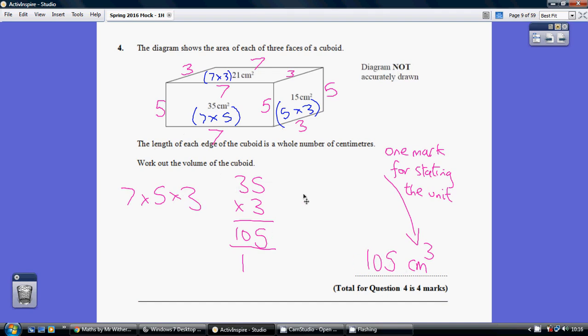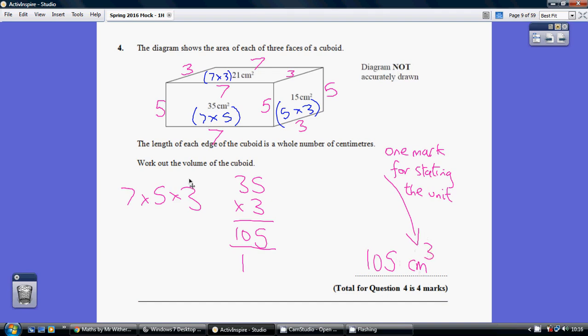Now it was interesting to note there was a mark going here for the units, even though the question doesn't say you must state your units. So this could be something going forward. Even if you can't get into the maths, if it's one of these questions where there's a unit, just put in the unit and you never know, you may get a mark for it.